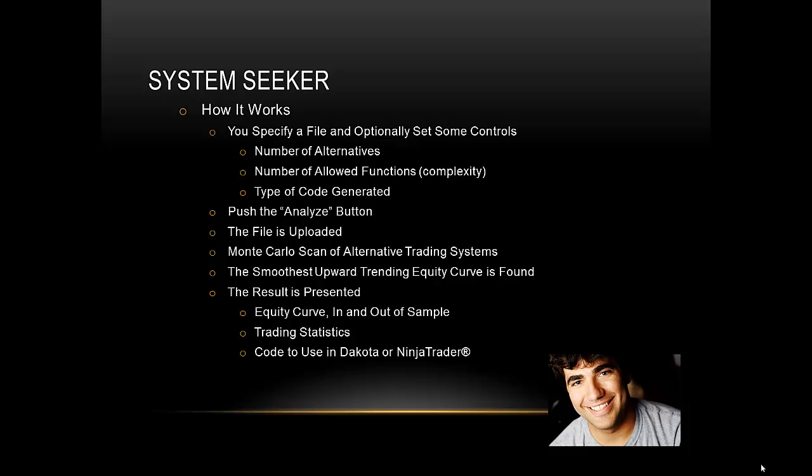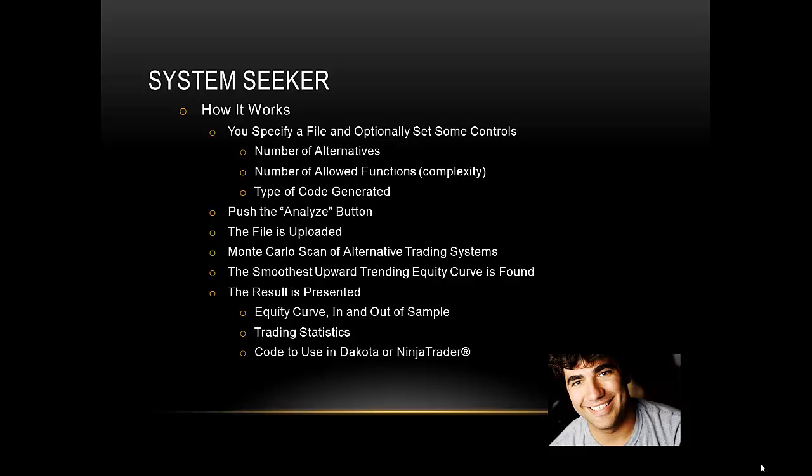So in using System Seeker, you specify a file and optionally set some controls, such as the number of alternatives that you want to run, the number of allowed functions that you will allow it to put into any given trading system, which gives you some control over the complexity of the solutions, and the type of code generated, whether it's Visual Basic and C# for Dakota 3 or C# for NinjaTrader.